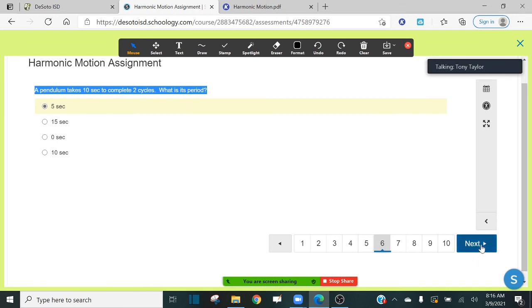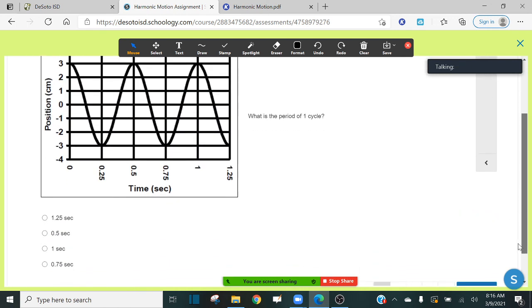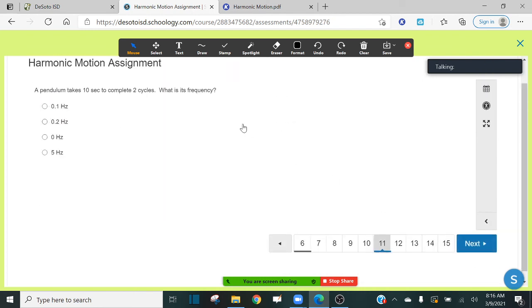Okay. So let's look at another one of these problems. So look at this problem right here. It says a pendulum takes 10 seconds to complete 2 cycles. What is its frequency? Now, guys, frequency, remember I said it is the reciprocal of period. If period means the number of seconds divided by the number of cycles, frequency would be the reciprocal of that. It would be the number of cycles divided by the number of seconds.